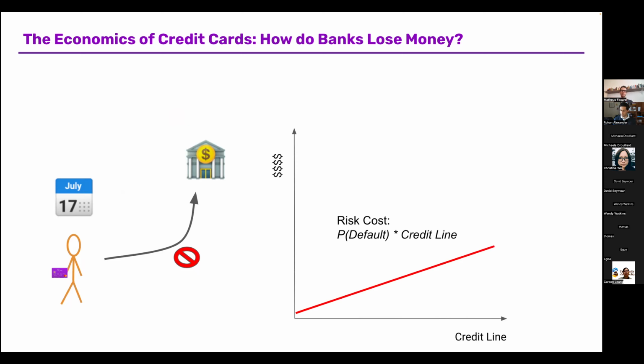We can model that pretty simply: the amount of money that the bank loses is simply the amount of money we give times the probability of someone not paying back that loan. So if we chart this with money on the y-axis and credit line on the x-axis, we get a pretty straight line, which is essentially the probability of someone defaulting times the amount of money that we give. This is one part of the equation, which is how we lose money, the loss part.